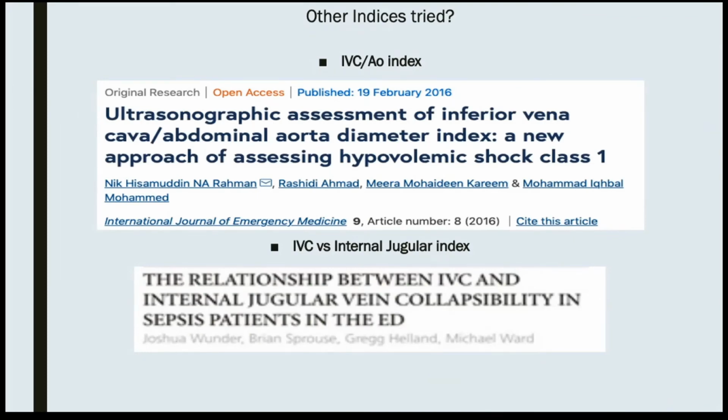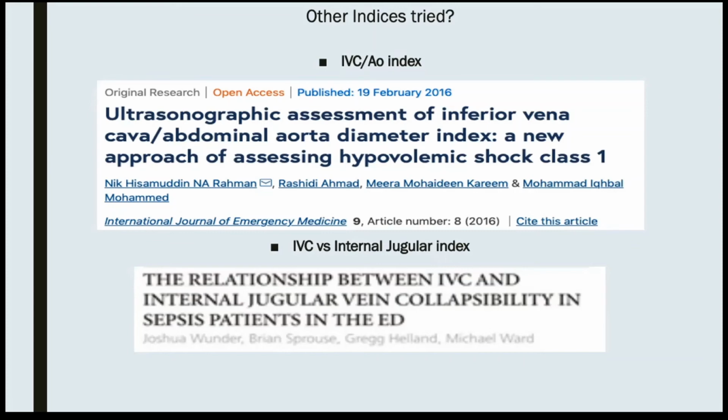There are other indices that people tried, because it's such a sexy place to look. What if I look at the IVC and the aorta and make an index for the two? Or what if I do the IVC and the internal jugular and then look at the difference? And that showed no changes either. Couldn't really pick it up.